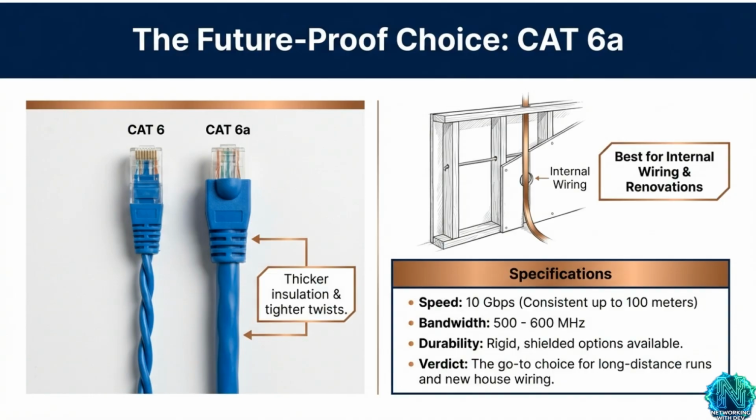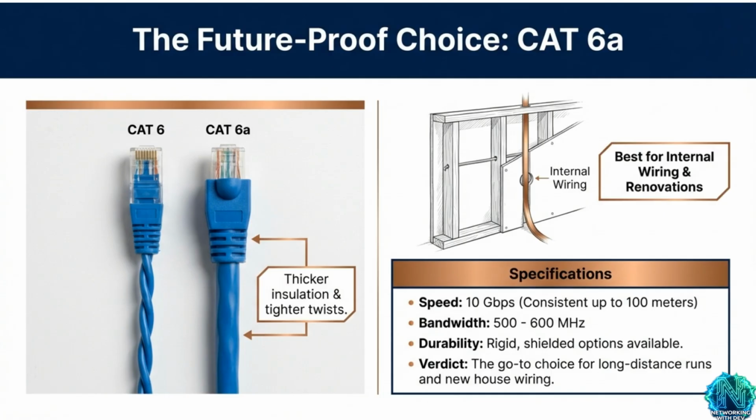But what happens when you need that 10 gigabit speed to stay consistent over much longer distances? That's where Cat6a comes in. The A stands for augmented. As you can see in the comparison image, Cat6a features thicker insulation and tighter twists in the wire pairs. This physical bulk makes the cable more rigid, but it serves a vital purpose. Unlike standard Cat6, which can drop in speed over distance, Cat6a delivers a consistent 10 gigabits per second, up to the full 100-meter limit. With a doubled bandwidth of 500 to 600 megahertz, it's a powerhouse for data-heavy environments.